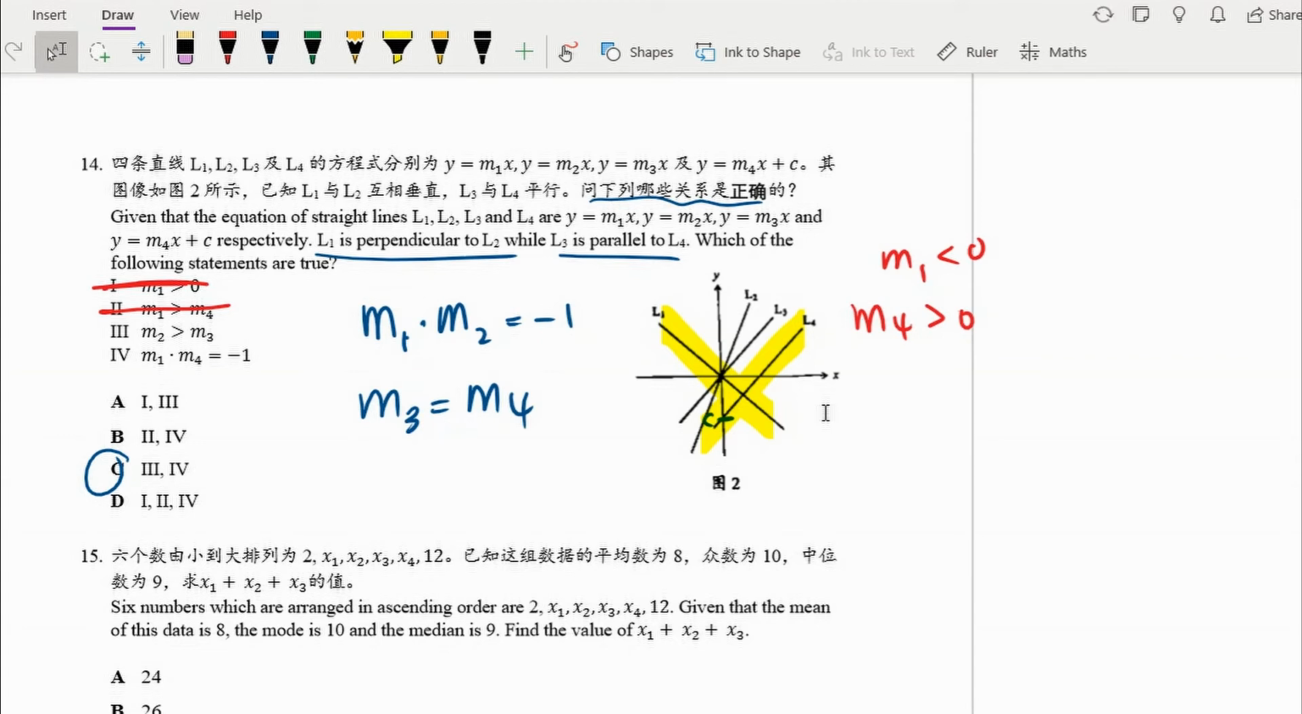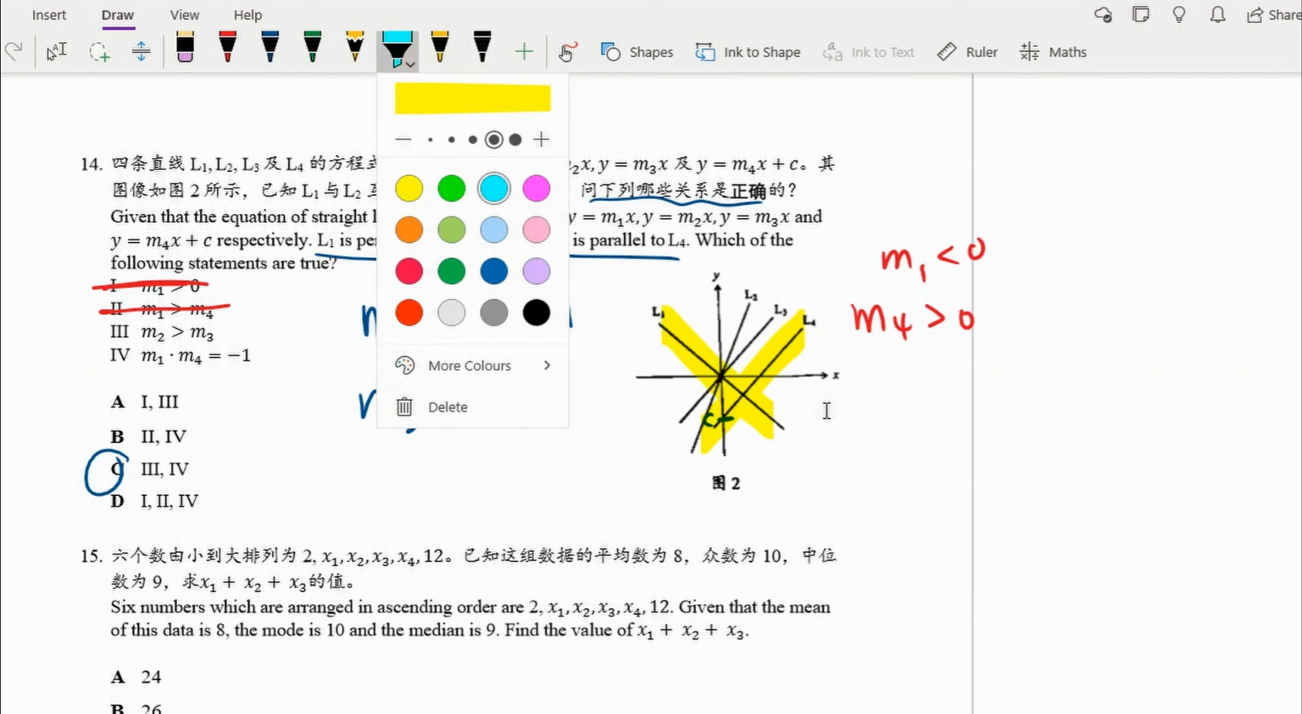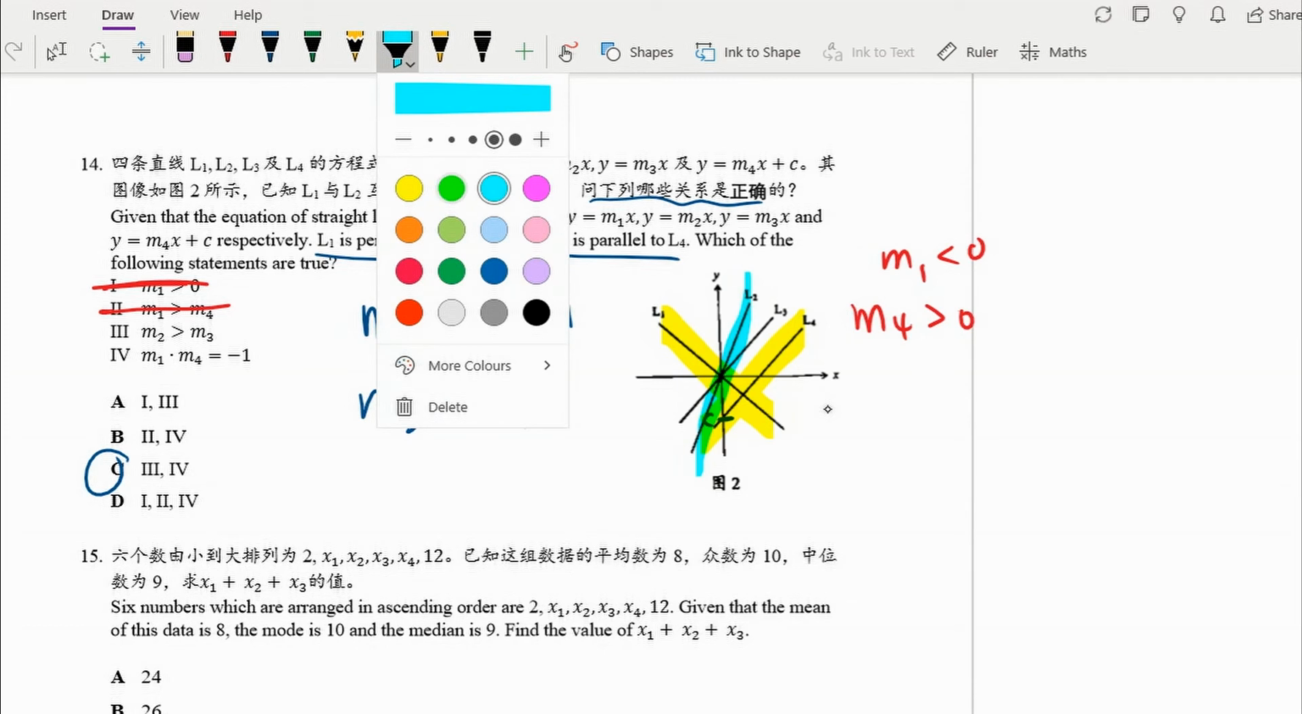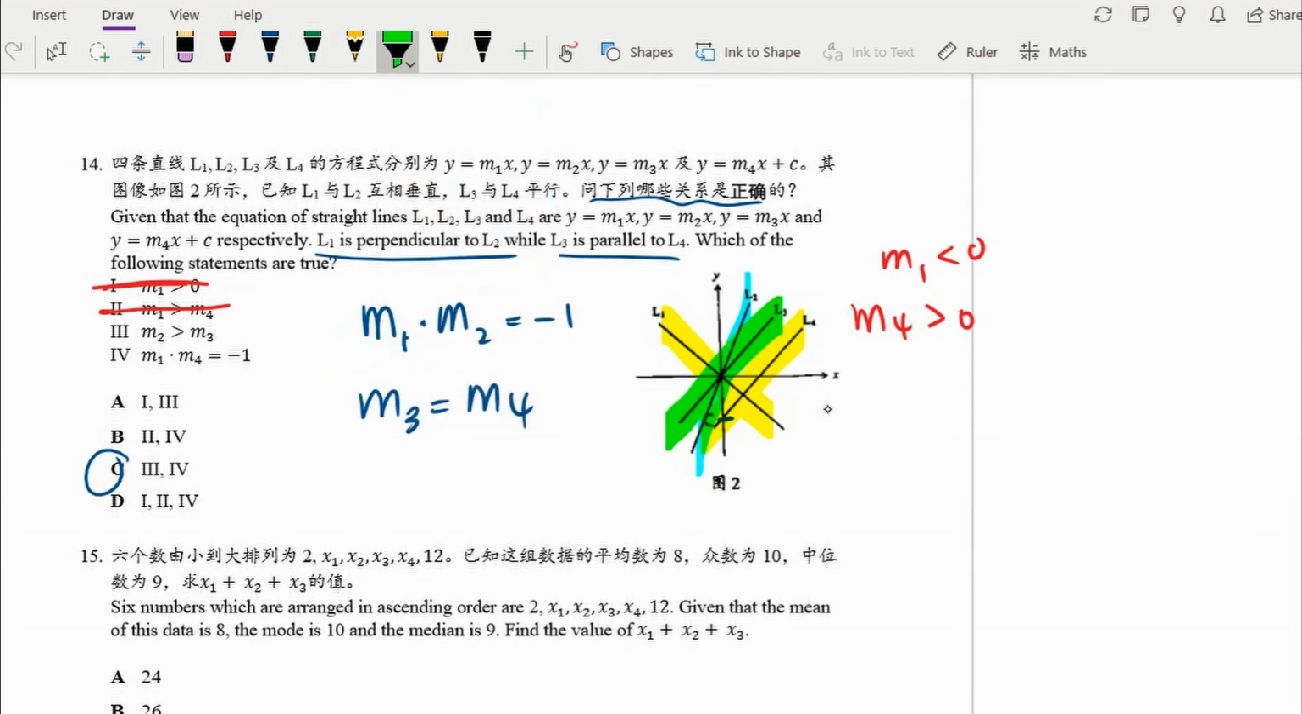Third statement, M2 greater than M3. Where's your M2? You can see from here. Maybe I should use this color. This is your M2. This is your M3. Obviously, your L2 is steeper than your third line, so the magnitude of the gradient is greater. So the third statement should be true. M2 is greater than M3.